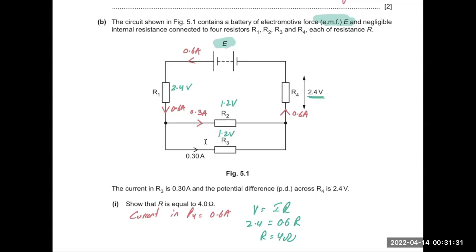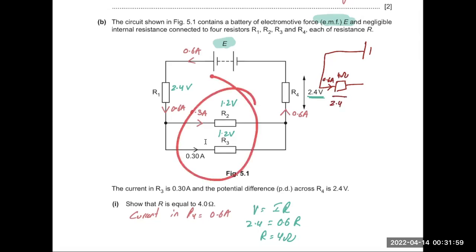let me redraw the circuit. That would basically make everything simpler. But this time around, I'll add the values. I'll draw it in a different way. So this is our first resistor, and this resistor has a resistance of 4 ohms. And this resistor has 0.6 amperes, and there's a potential difference of 2.4. I've got two more resistors. I'll combine these two resistors.